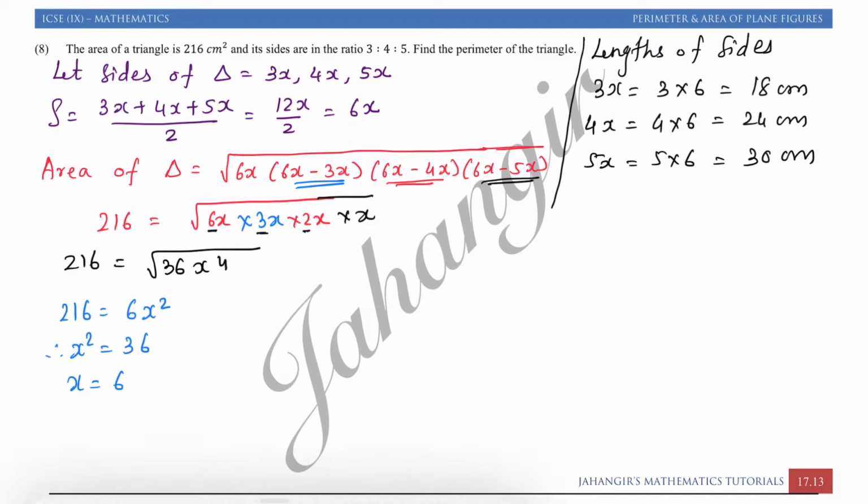Now perimeter. Perimeter of triangle, that is 18 plus 24 plus 30. 18 plus 24 is 42, 42 plus 30 is 72 centimeter.